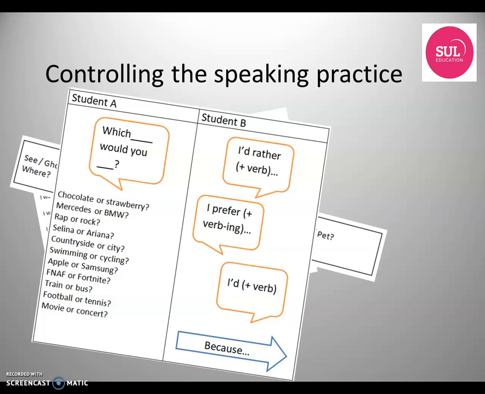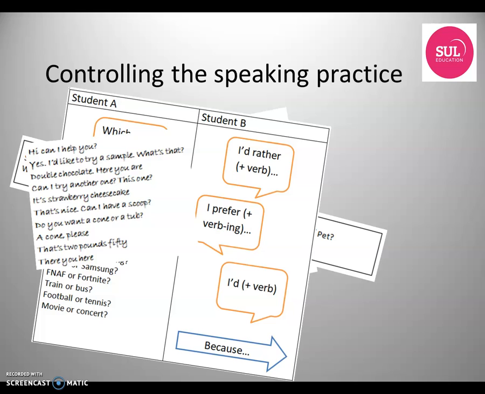Giving them fixed phrases. Which ice cream would you rather buy? Chocolate or strawberry? I prefer buying strawberry because I prefer the flavour, it's more fresh. You would fold this sheet of paper in half along the vertical line. Students can be sitting facing each other or standing in a line.